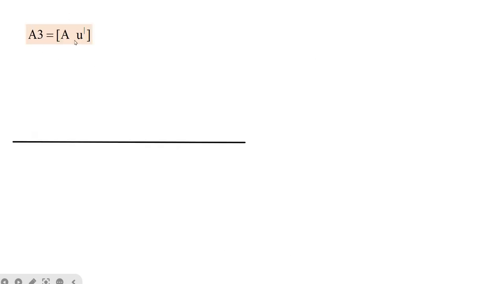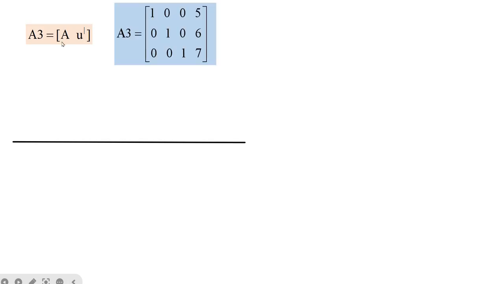Now here I want to add a column where I was having the row matrix. I will find out the transpose of the row matrix and I will append that as a column. So A3 will be A space U inverted comma, inverted single comma. So here now we have got the transpose of the row which has become a column, and that has been appended to the existing matrix.